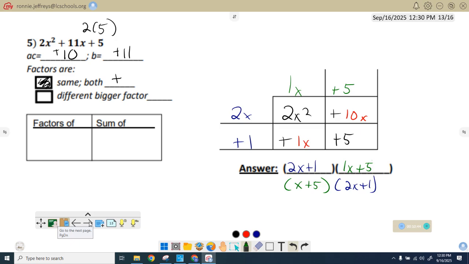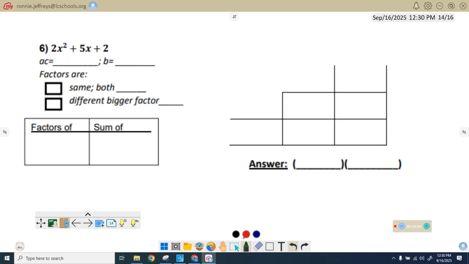All right, go to number 5. Two times 2, this is 4.